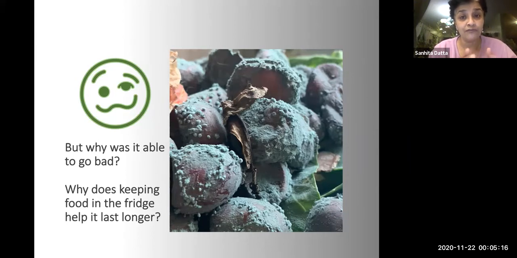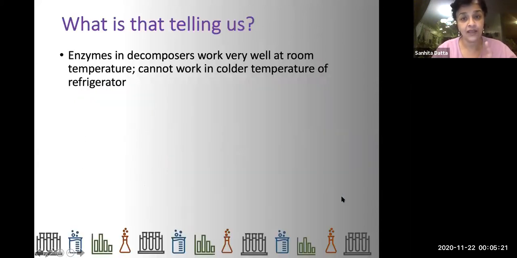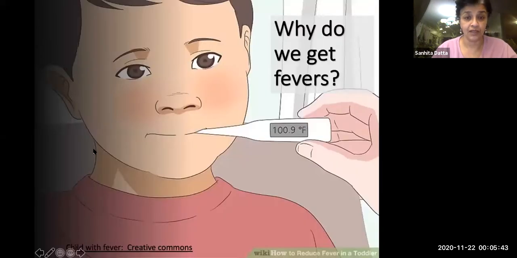So we put food in the refrigerator to make it last longer because when they are at suboptimal temperature, so colder than what that particular enzyme prefers, then the enzymes cannot work as well, and then the organism cannot grow as well. Okay, let's look at another example.